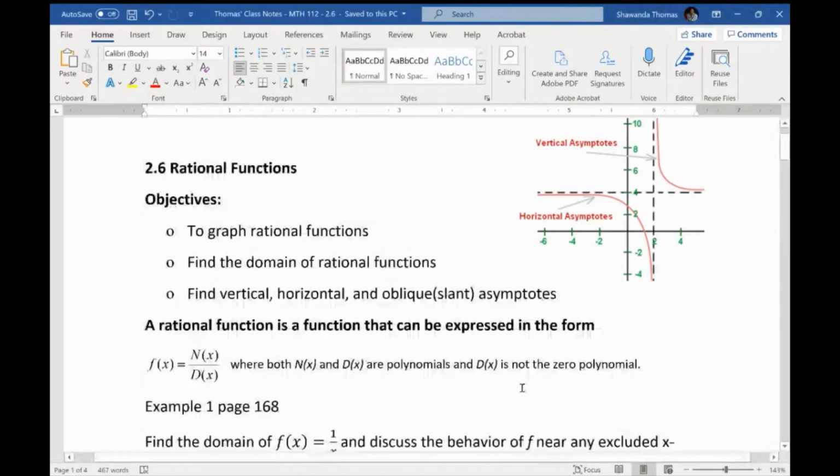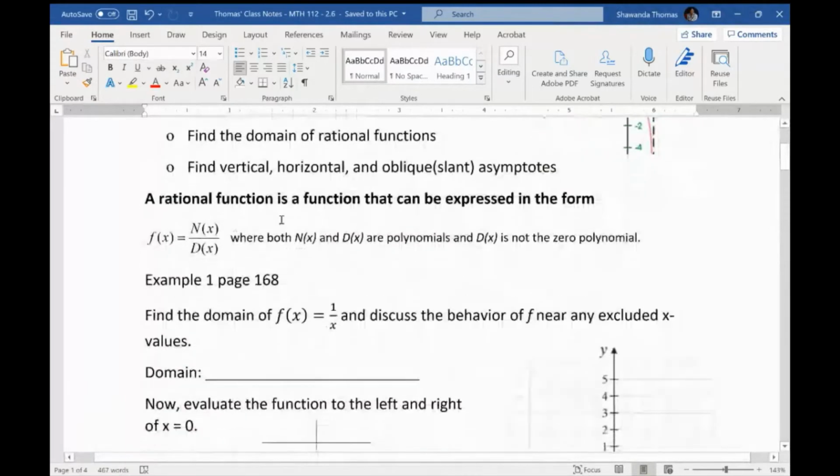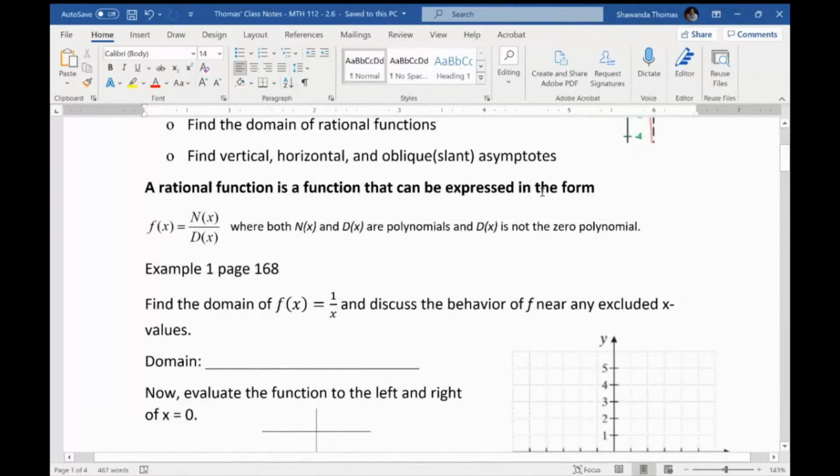So let's get to it. A rational function is a function that can be expressed in the form f of x equals n of x over d of x, where both n of x and d of x are polynomials. What y'all think n is referring to here and d is referring to? Numerator. Denominator, right? That's pretty simple.